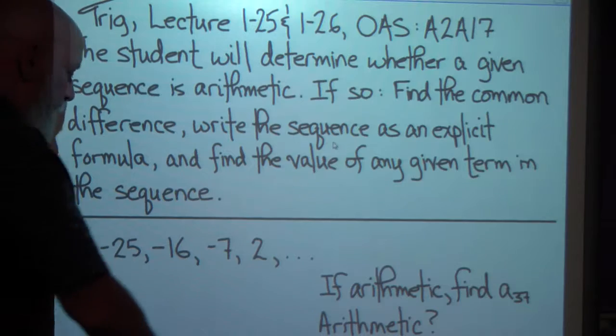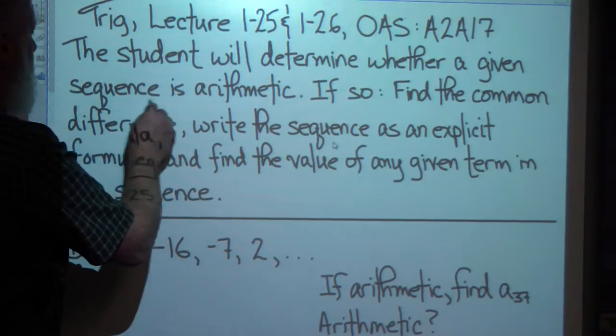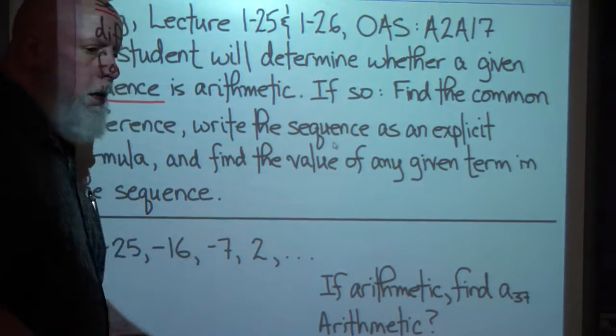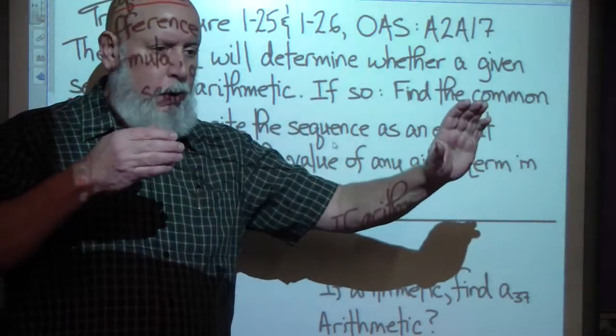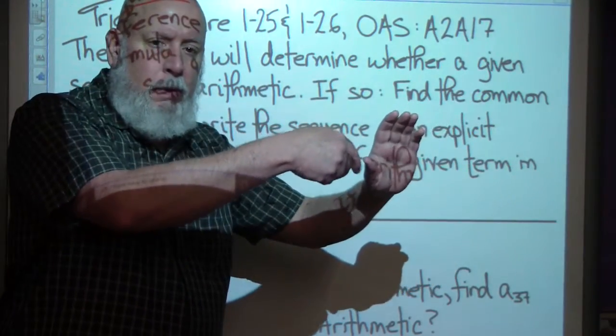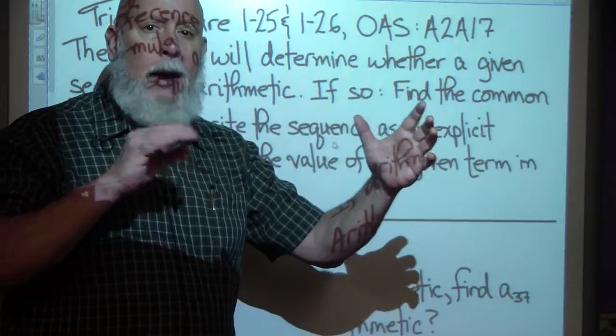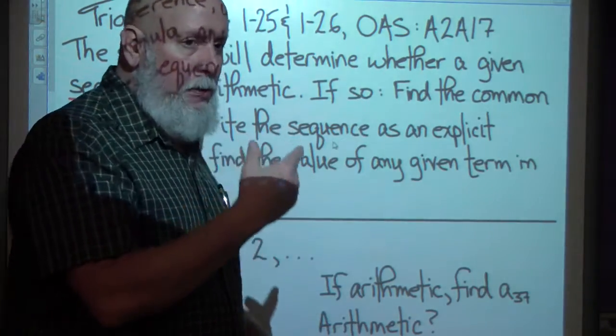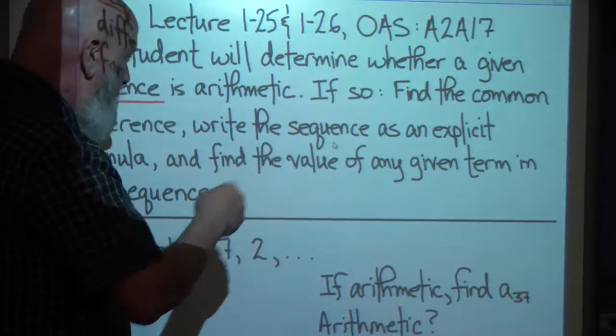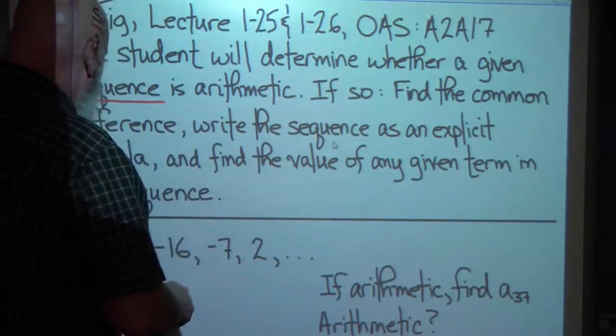Now, I need to talk about the definition of the word sequence real quick. A sequence is just a row of numbers with commas in between them, and there's a distinct pattern to them. An arithmetic sequence, we'll talk about that here in just a second. That's what our topic is going to be today.